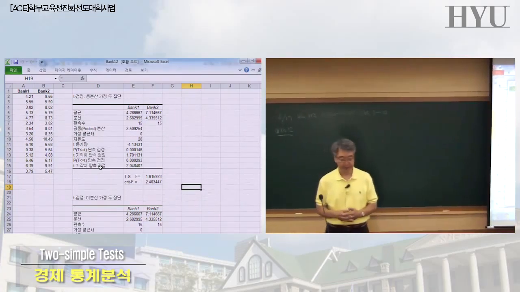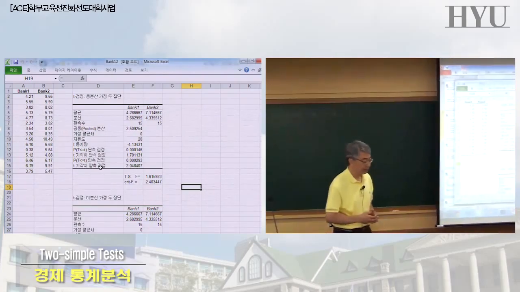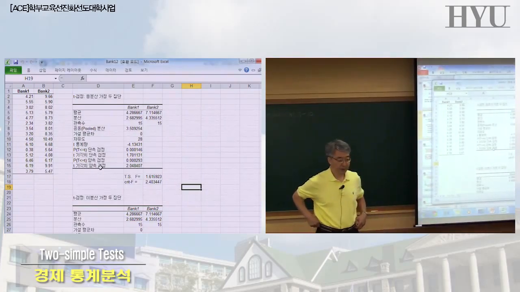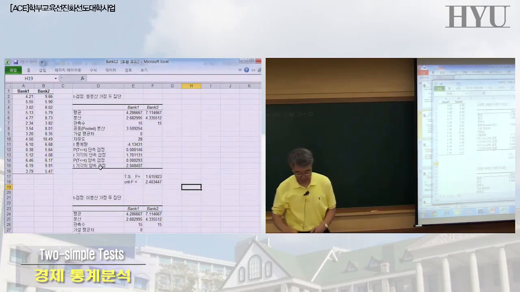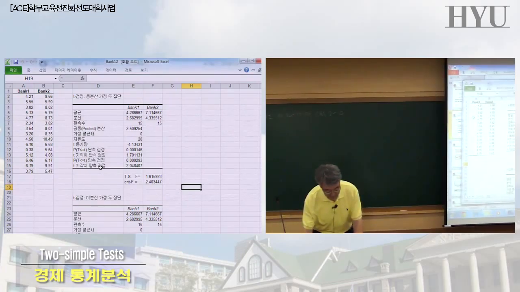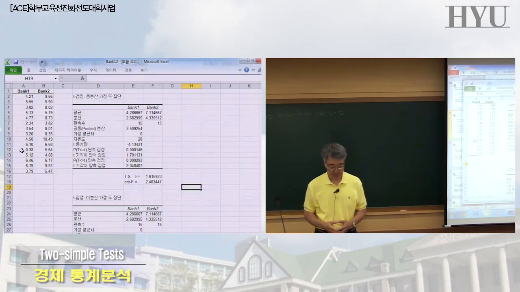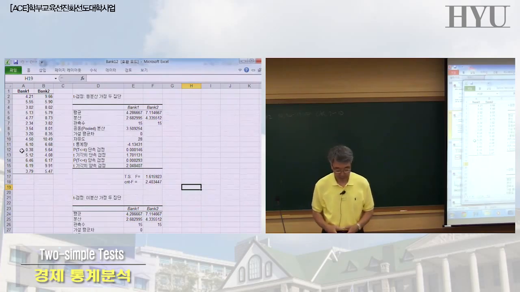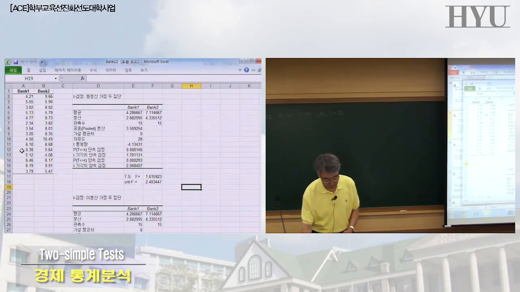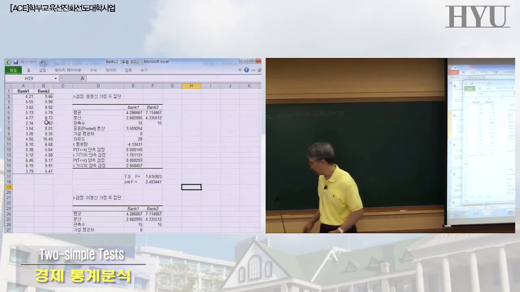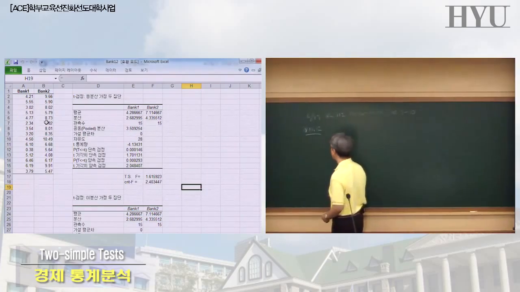If you read the problem, you see they're talking about two different banks, Bank 1 and Bank 2. These are their waiting times before you see the teller or someone who can help you, how many minutes you need to wait. So the question is whether there is any difference between the waiting time at Bank 1 and Bank 2. You can run either a two-tailed test or a one-tailed test.